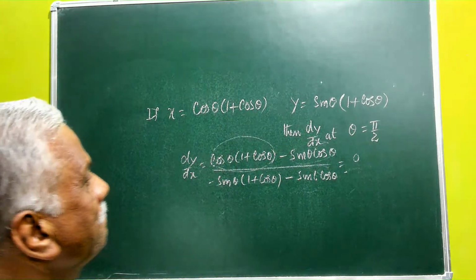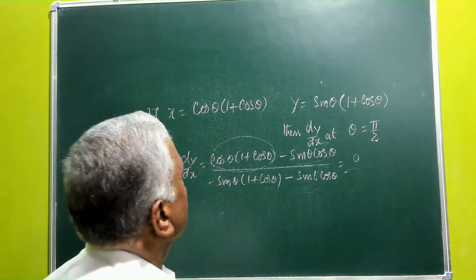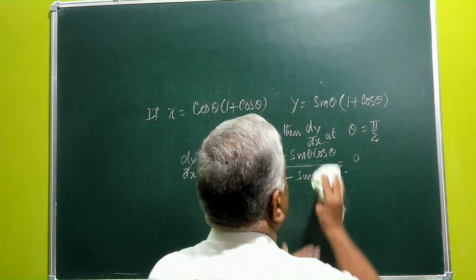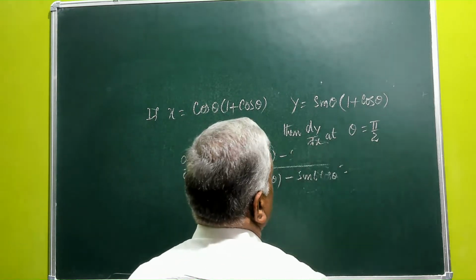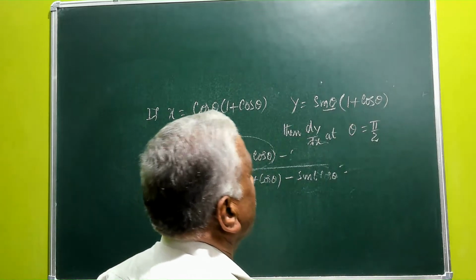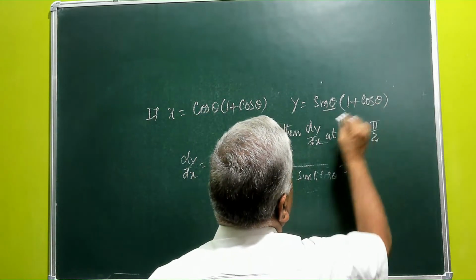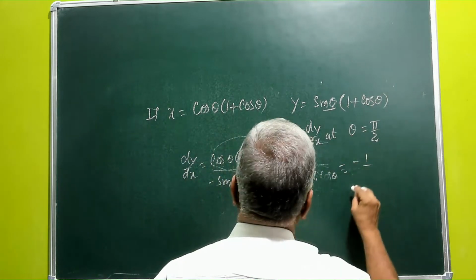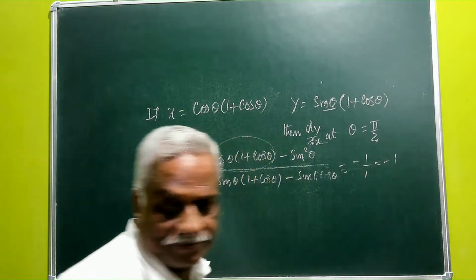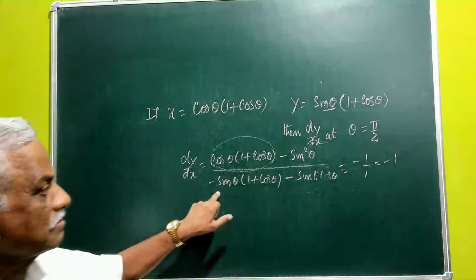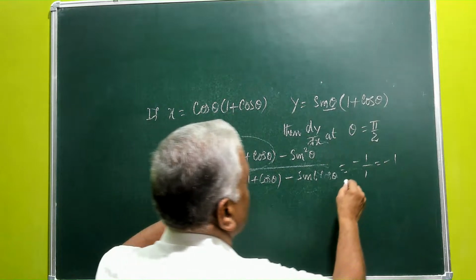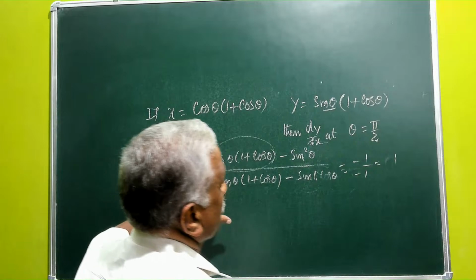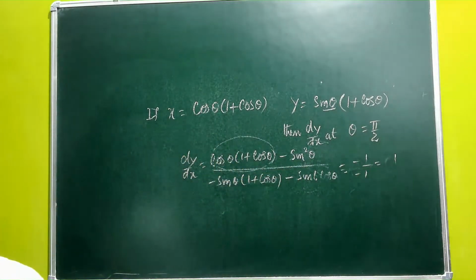Some mistake we have done. Wait. When you keep 1 plus cos theta, okay, this is a mistake, because the answer they have given is minus 1. So here sin theta keep as it is. To differentiate cos theta, we get minus sin theta, therefore minus sin square theta. So the answer is minus 1 by 1, that is minus 1. This is minus 1, this is also minus 1. So the answer is plus 1, because this is minus sin theta. Sin pi by 2 is 1, cos pi by 2 is 0.